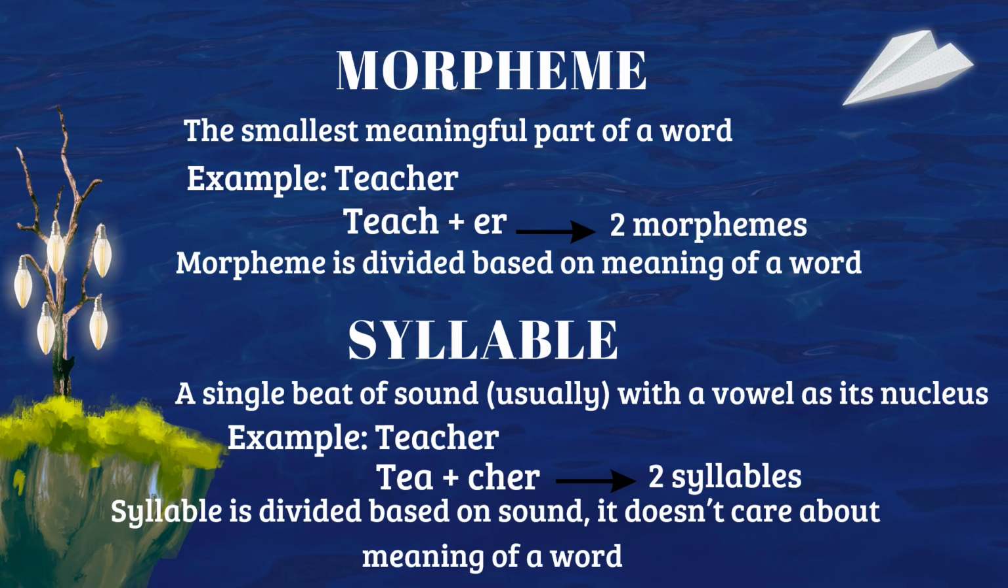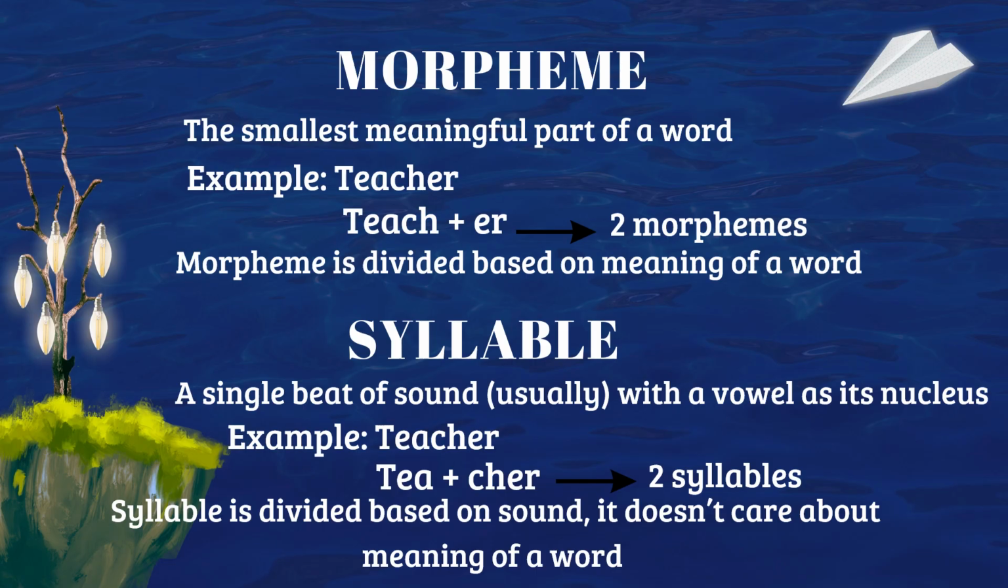On the other hand, syllable is just a unit of sound. We split it based on how we pronounce it, not based on meaning. For the same word, teacher, when we pronounce it, it has two bits of sound, tea and cher. So it has two syllables. See the difference? Morpheme is about meaning, syllable is about sound. That's why they are not the same thing.